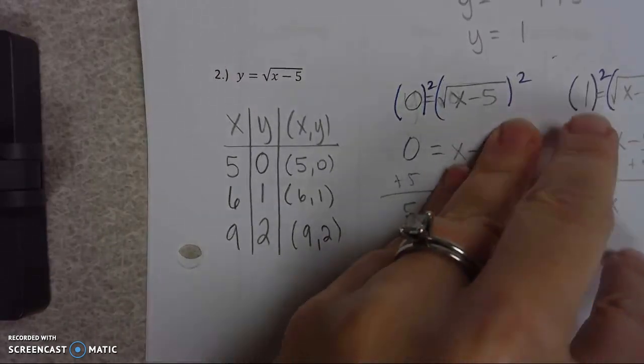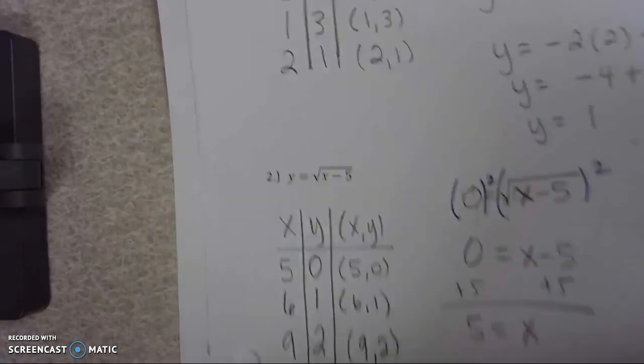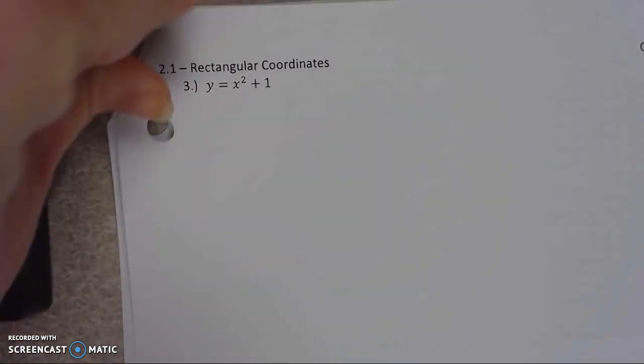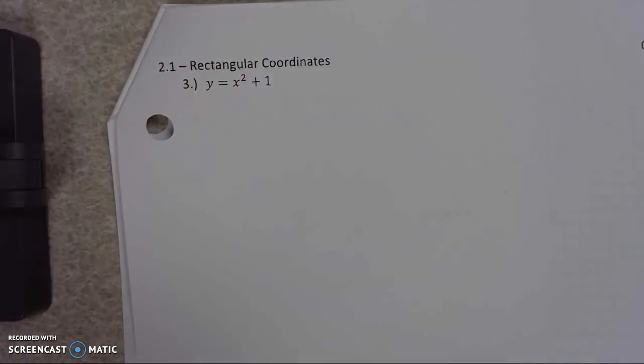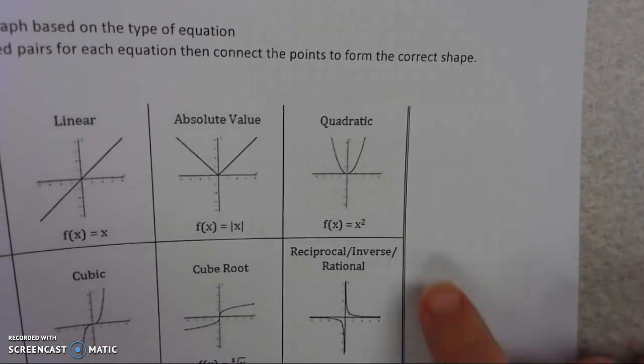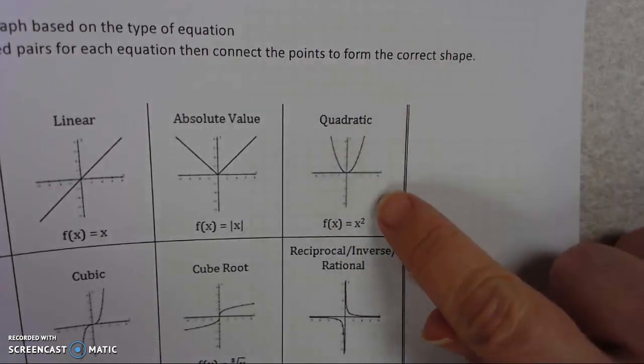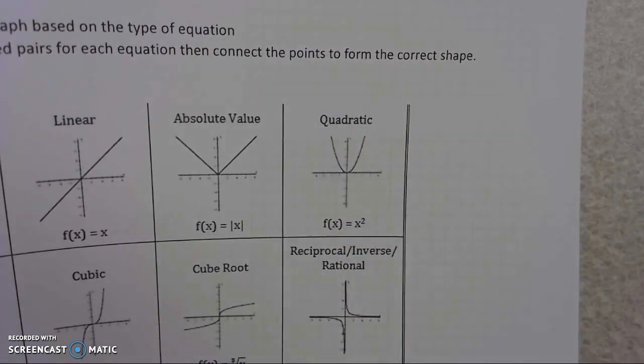All right, let's look at the third equation. The third equation is quadratic, and you can just randomly pick points for x and y still. But a quadratic equation has a graph that is a parabola. If you look down here at the bottom, remember we said the x squared tells us it's quadratic.